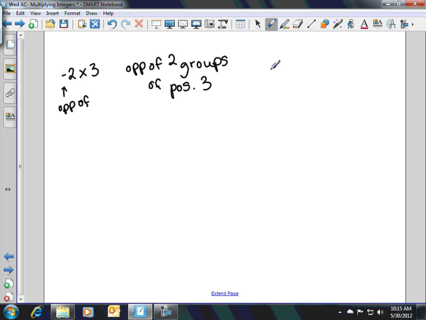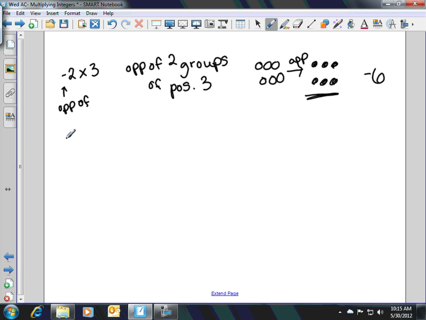So when I draw that, I'm going to have 2 groups of positive 3. That's first. But I wanted the opposite of that. So what is the opposite of 2 groups of positive 3? 2 groups of negative 3. So this represents my final answer, which is negative 6.